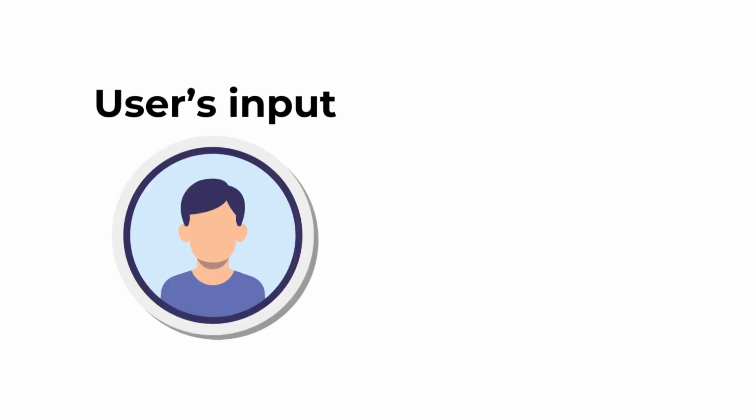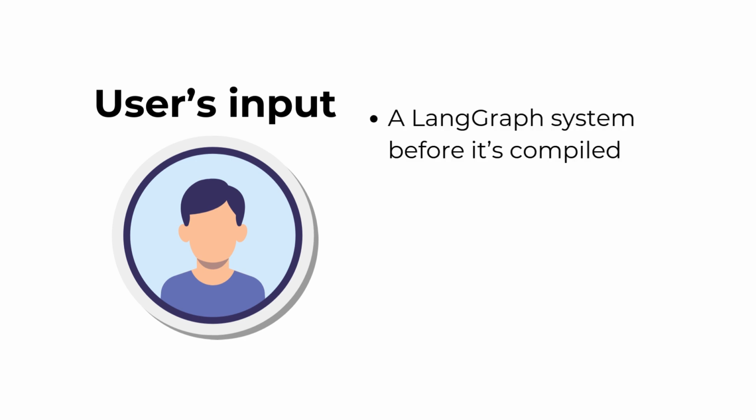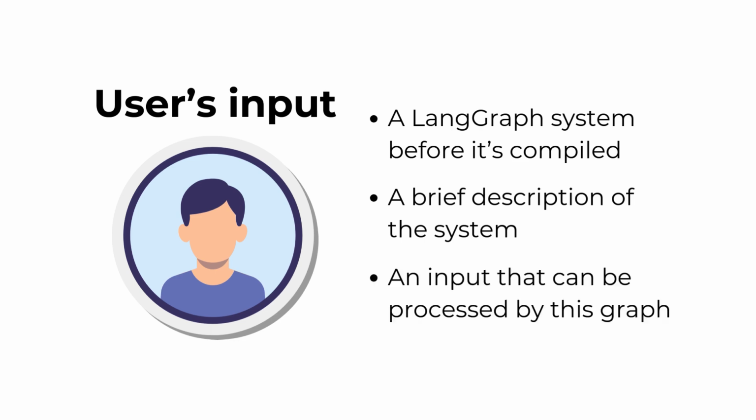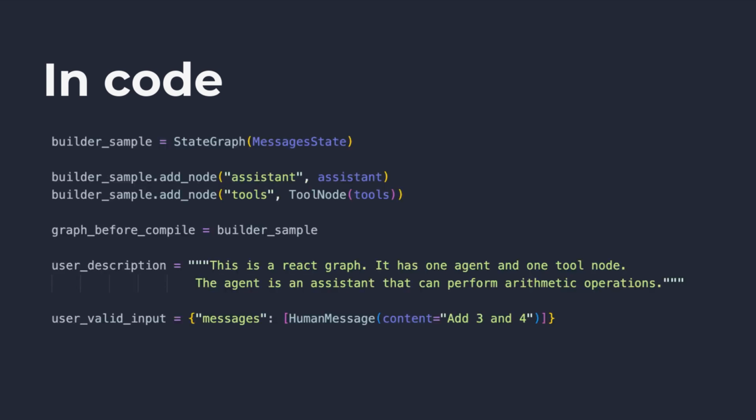Before getting started, the system needs three things. First, a LangGraph system before it's compiled. Second, a brief description of the system. And lastly, an input that can be processed by this graph. In code, these three elements can be represented like this.